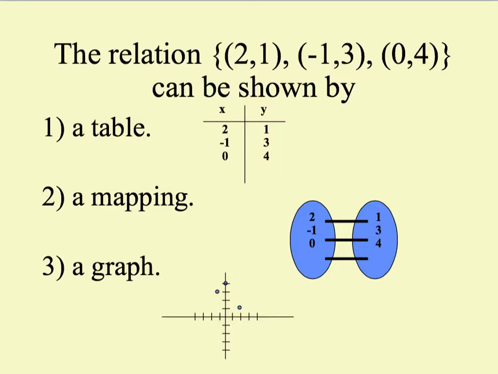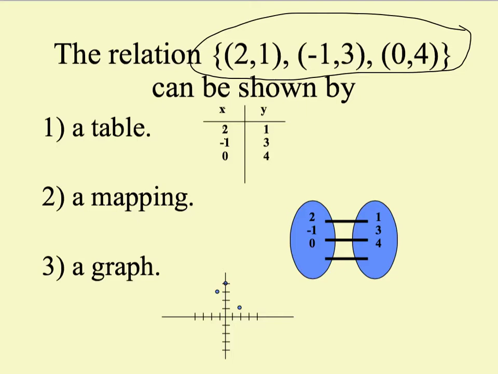Relations can be shown three different ways. You can write them as a table, as a map, or as a graph. Here is my relation. I can write it as a table, an x-y table. The first ordered pair is (2, 1). The second one is (-1, 3). And the fourth one is (0, 4).